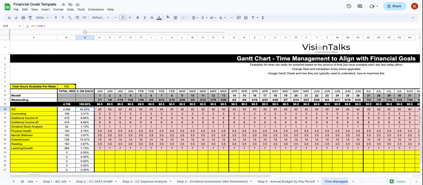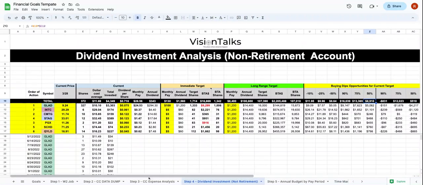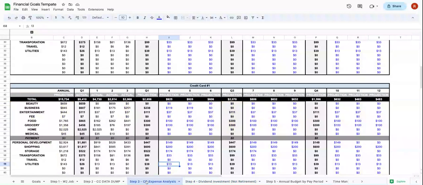And then when you look in the future, all you have to do is just plug in, you set it and forget it. And that's the whole point of this template, is to set it and forget it. Granted, you go in and you dabble a little bit here and there with your dividend stocks and your credit card expenses. Maybe you're just going to do it on a quarterly basis to just make sure you are tracking to where you wanted to.